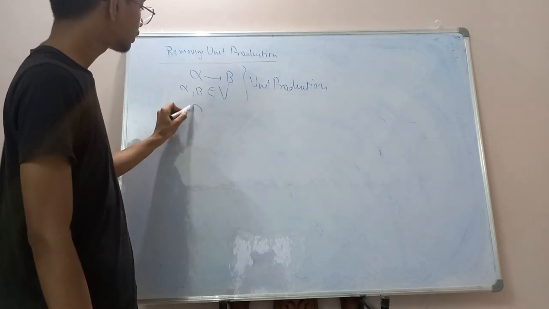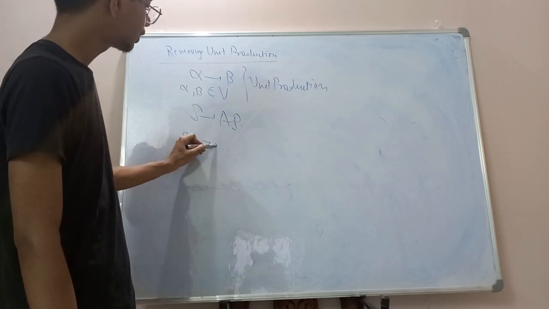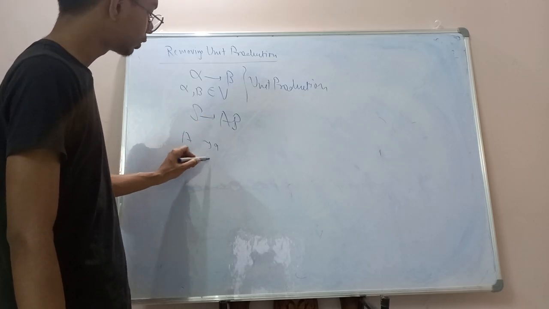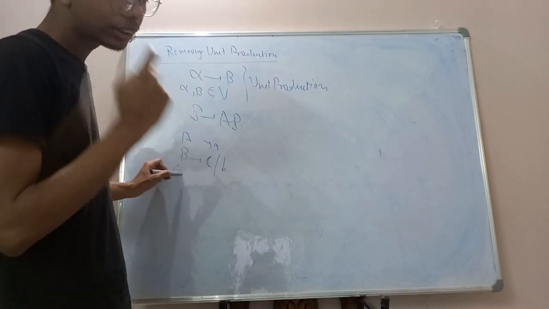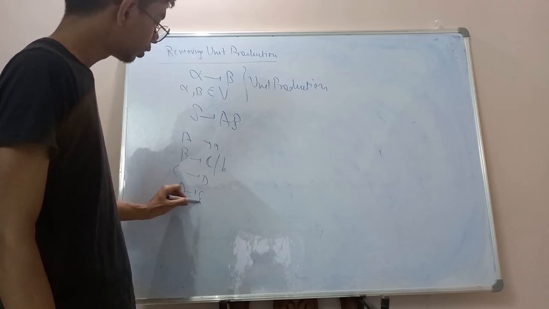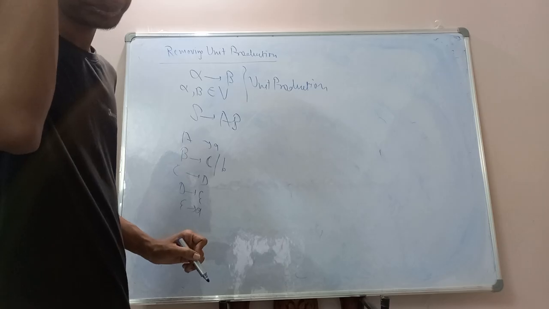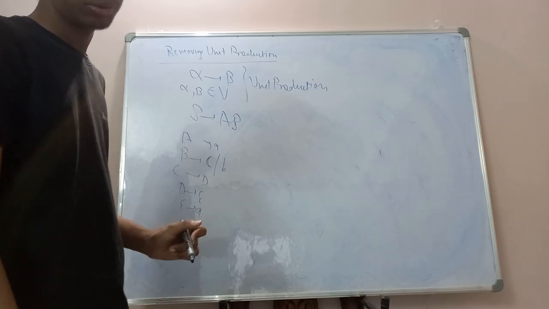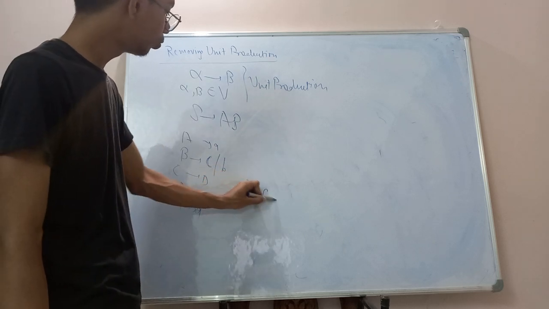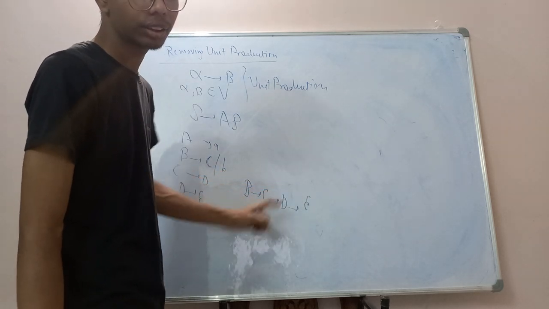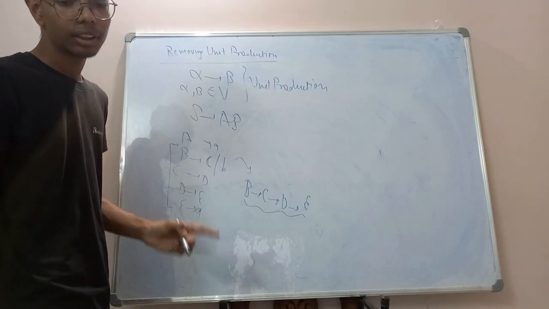Suppose I take an example, S goes to capital AB, and A goes to terminal A, B goes to C and B goes to terminal B, and C goes to D, D goes to E, E goes to A, right. Now what I can write is B goes to C, goes to D, goes to E, right. This whole step I can write this as, right.